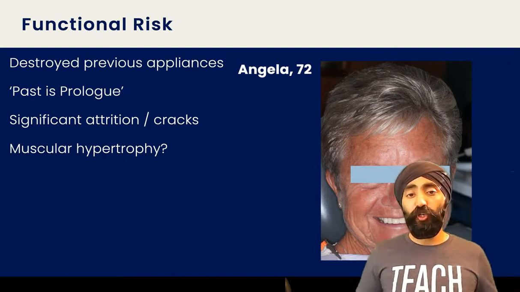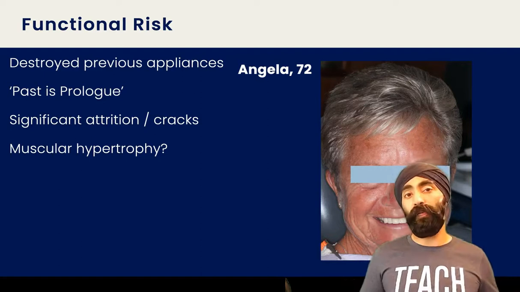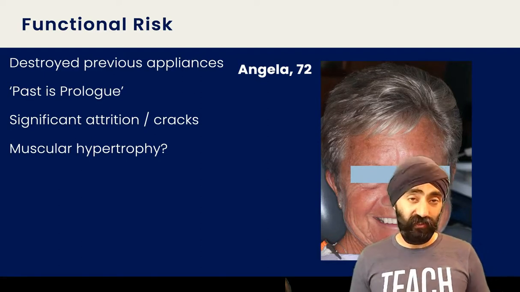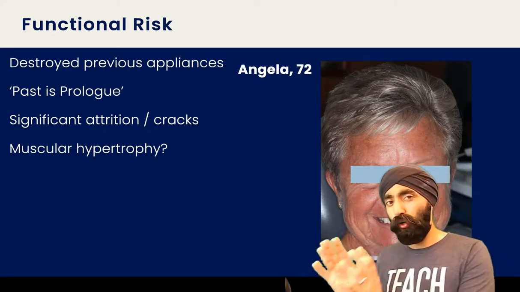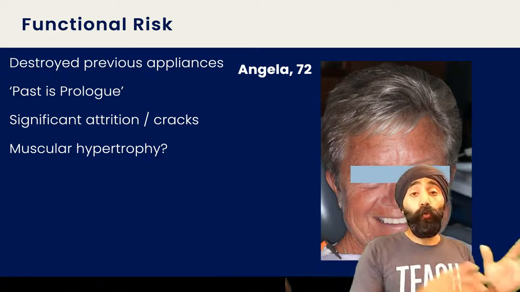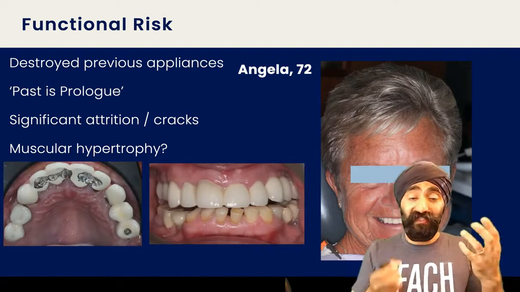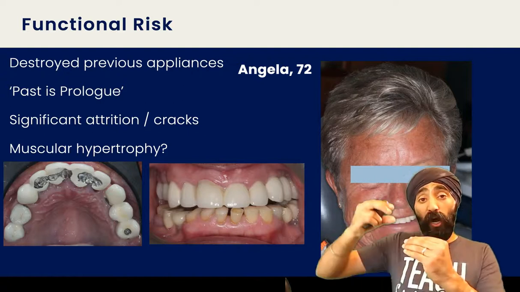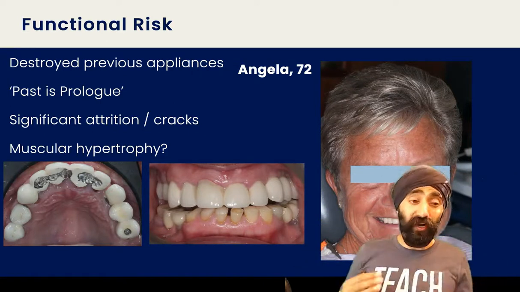This is Angela. She's 72, and she has destroyed her previous appliances. Anytime you give her a splint, she will absolutely destroy it in a matter of weeks. There's a saying that Michael Melkers taught me, which is "past is prologue." To make that tangible for you, whatever has happened in the past will happen again in the future. So if they destroy their dentistry, like look at this bridge, it's absolutely destroyed. All the margins are opening up, the crowns, the bridge is now poorly seated because there are so many root fractures inside there.